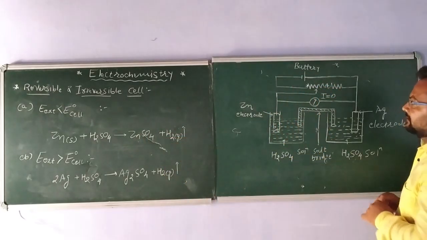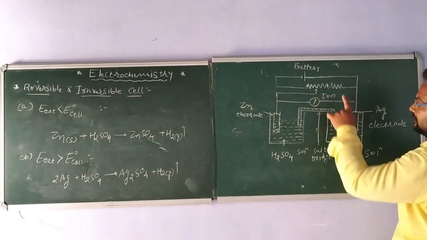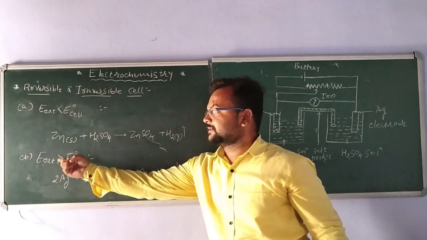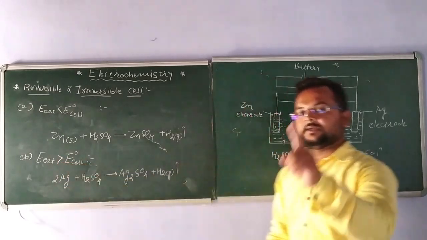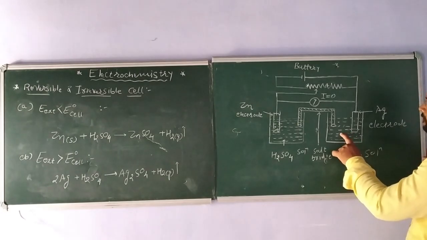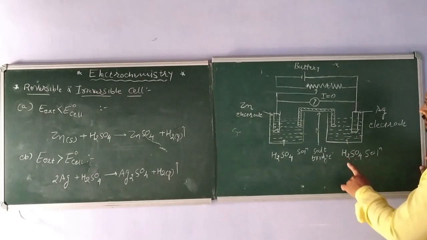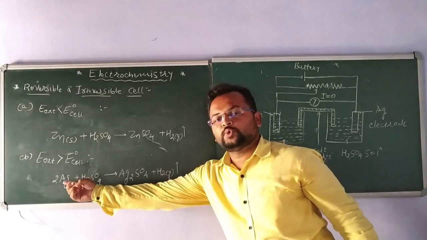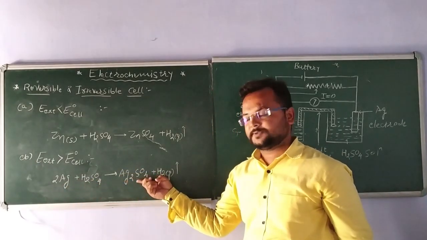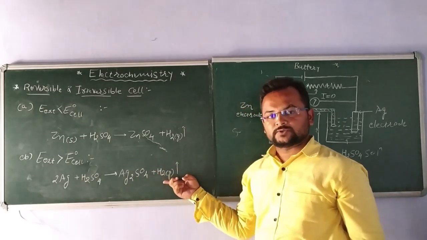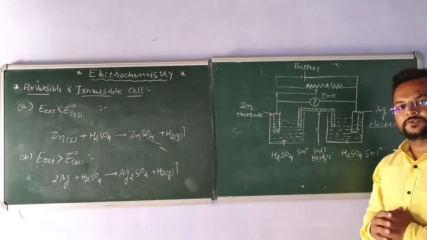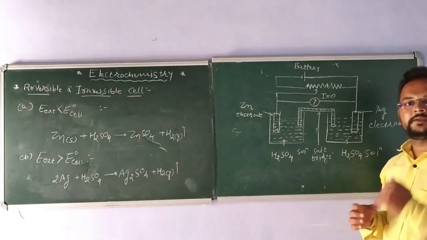And the second condition is if the external applied voltage is greater than the EMF of the cell, that means E external is greater than E0 cell, then the silver electrode is oxidized into Ag+ with evolution of H2 gas. So we get the chemical reaction 2Ag plus H2SO4 gives Ag2SO4 in aqueous form and evolution of H2 gas. So in both cases, the chemical reaction is not reversed. So this type of cell is an irreversible cell.